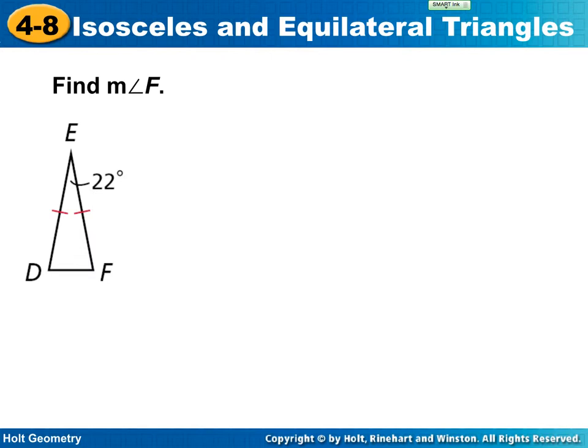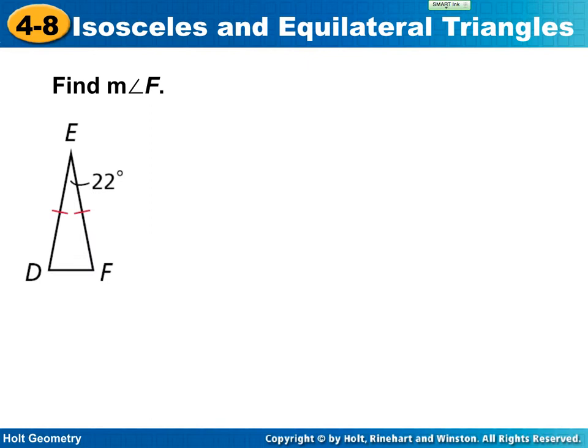Think about folding it. Angles D and F are the congruent ones. We don't know either one, but we know the vertex angle is 22. And we know from yesterday, the triangle sum theorem, what should all angles add up to be in that triangle, Brendan? 180.